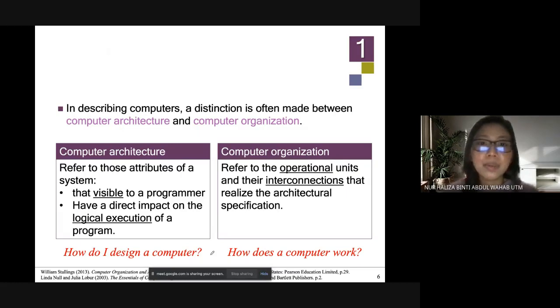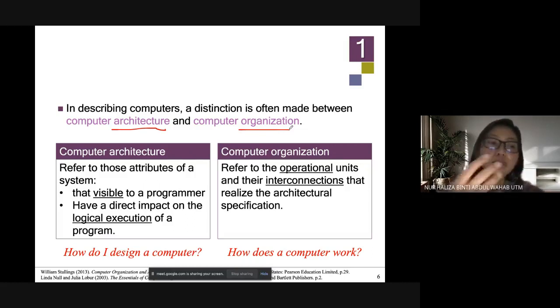So in describing computer, a distinction is often made between computer architecture and computer organization. So this is how you're going to look into it. Under architecture, the question is normally, how do I design a computer? How are you going to design to make a computer? And for the organization of computer, the question is normally, how does a computer work?